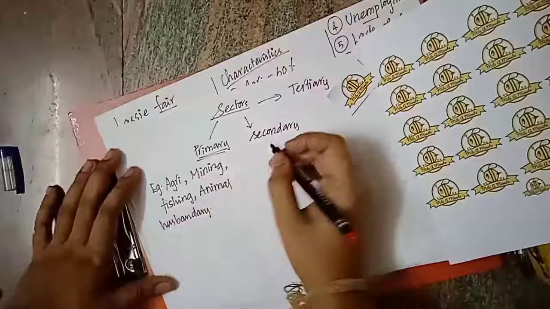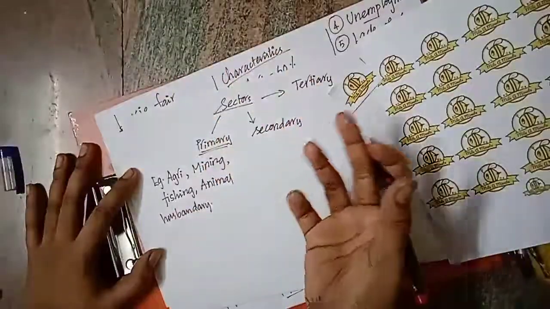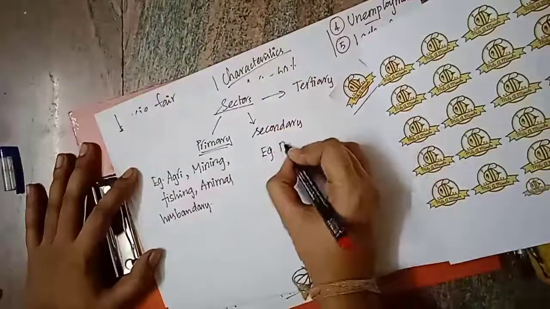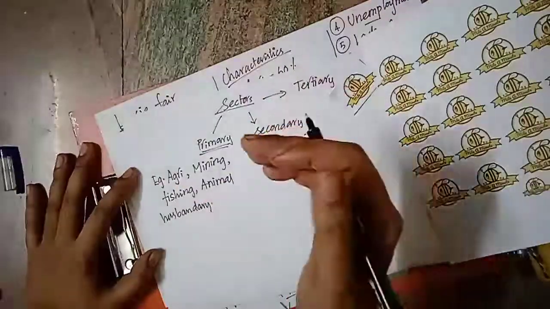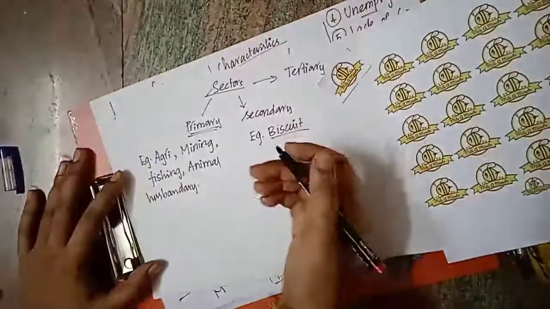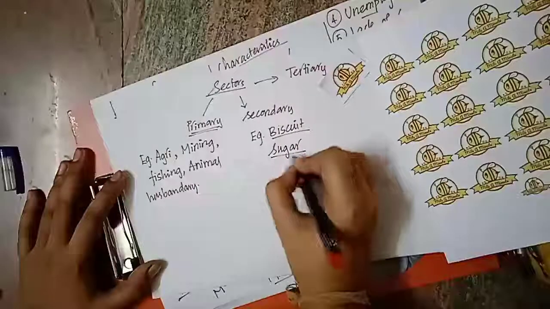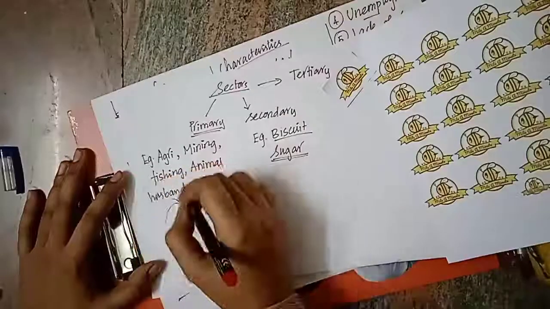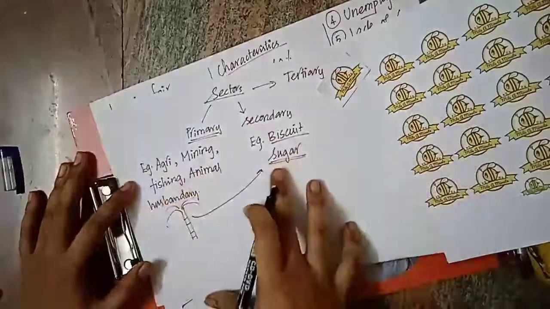Then the secondary sector is also called the manufacturing sector, in which the primary sector material is used as a raw material for producing some finished goods. Example, we can say a biscuit manufacturing company. In a biscuit manufacturing company, they use the raw materials which are produced in the primary sector, and they use those materials to produce a finished good. For example, we can say the sugar making industry also. Here we produce sugar cane in the primary sector. We use that sugar cane to produce sugar, which is a finished product. So that is called the secondary sector.